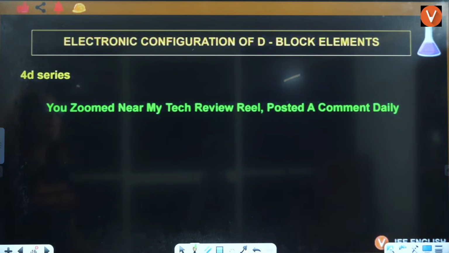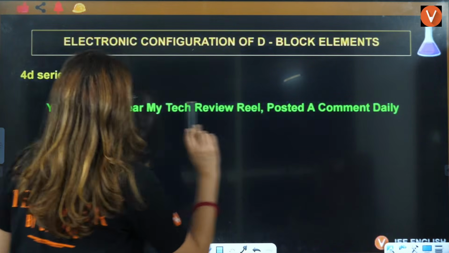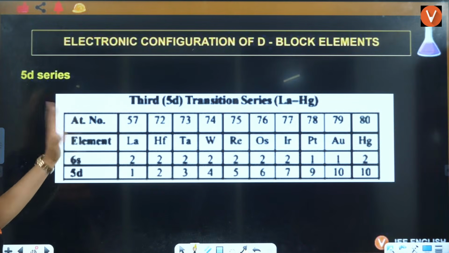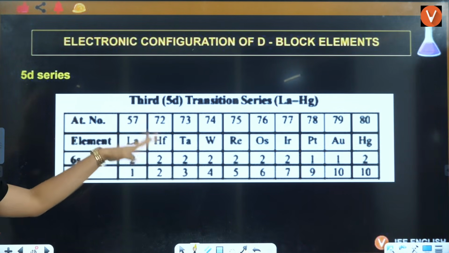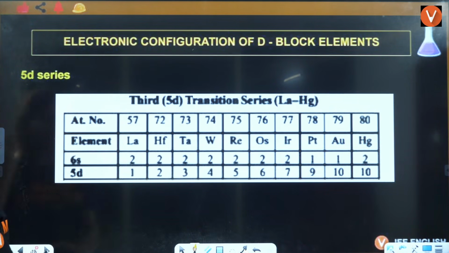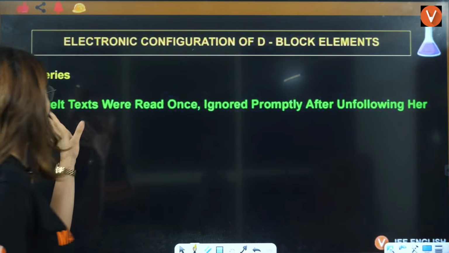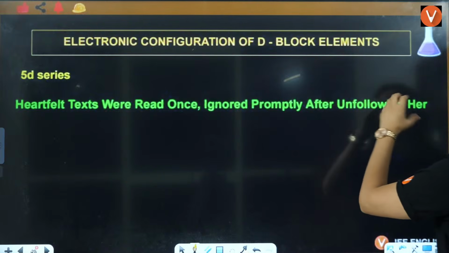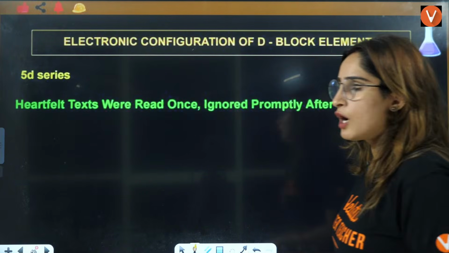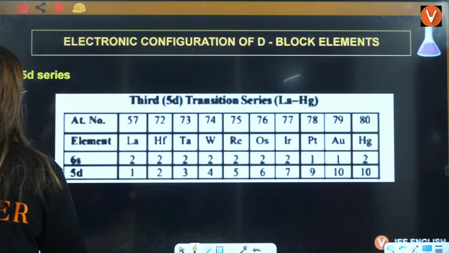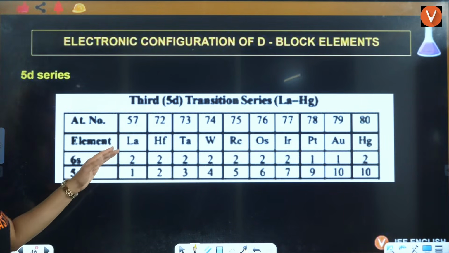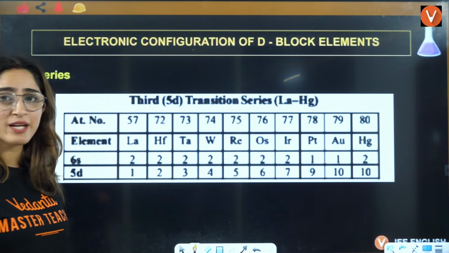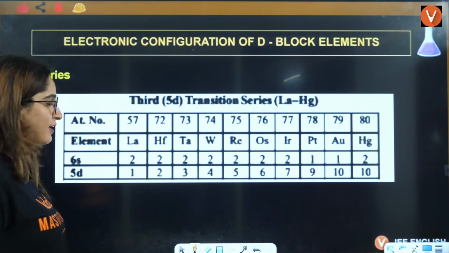Okay, now that is simple. Now let's talk about the next thing. This is also the electronic configuration of the 5d series. This is how you can learn it: Heartfelt texts were read once, ignored promptly after unfollowing her. Okay, so that's how you can remember this as well. How I remember is a very weird thing.